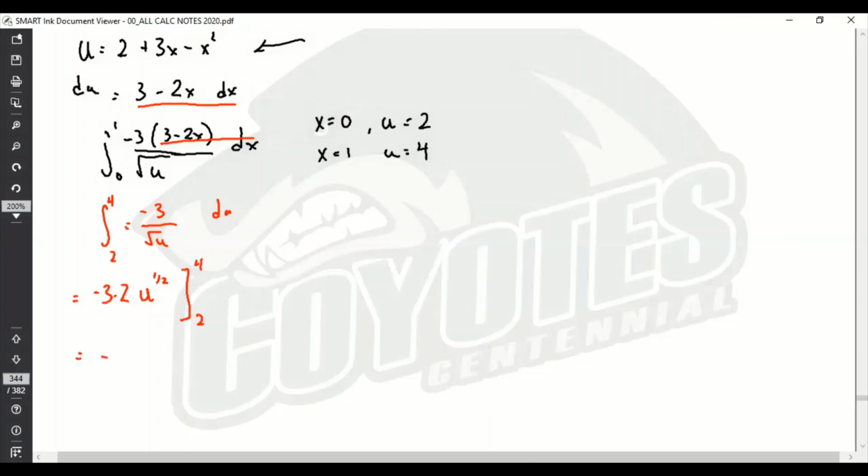We end up with -6 root u from 2 to 4. So therefore, -6 root 4 plus 6 root 2, because we're subtracting. And this ends up being equal to -12 plus 6 root 2.